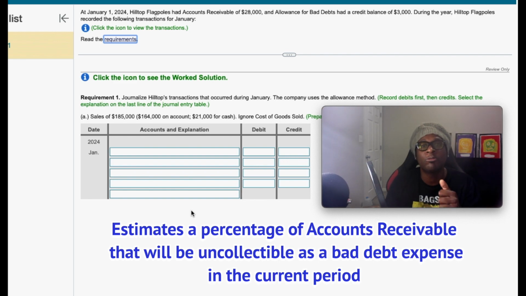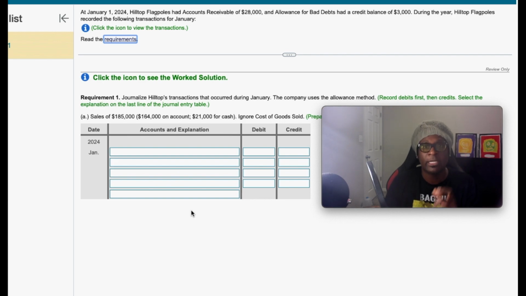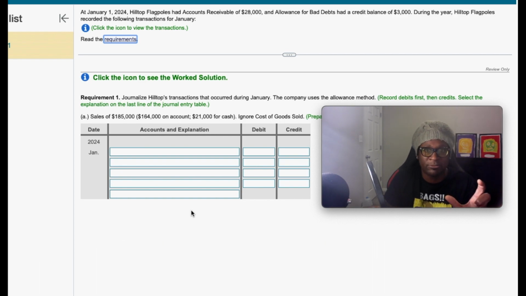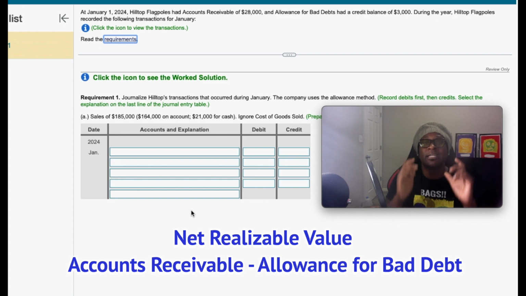We will also create an allowance for uncollectible accounts, i.e. allowance for bad debt account, that happens to be a contra account to accounts receivable. That contra account will be reported on the balance sheet to help report the net realizable value of our accounts receivable. Net realizable value is simply taking the gross amount of accounts receivable minus the allowance for bad debt. So with all that said, let's attack this problem.